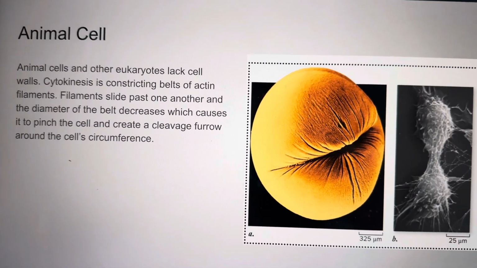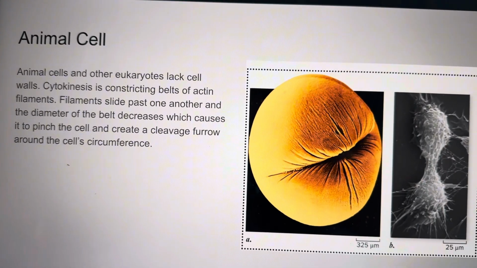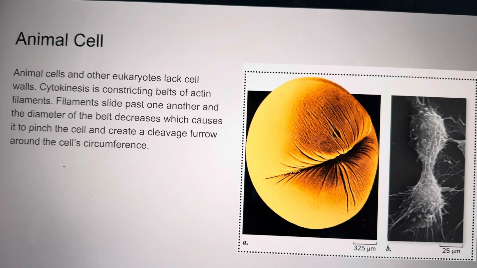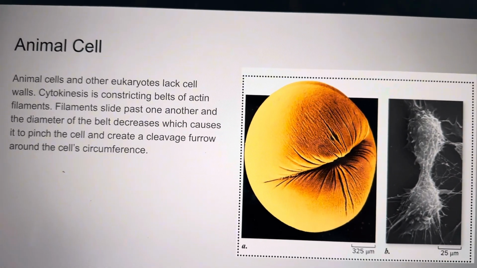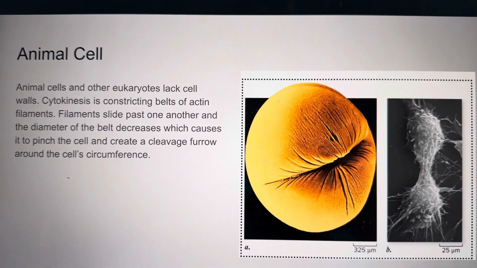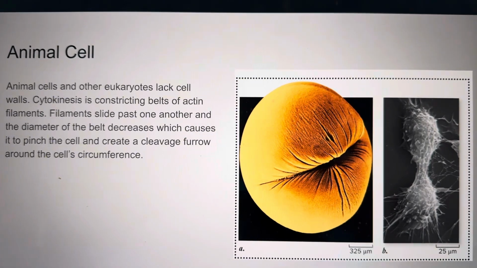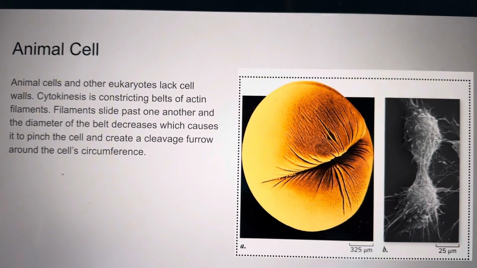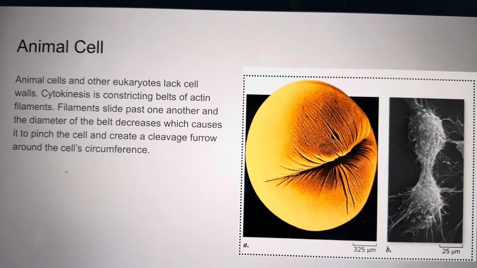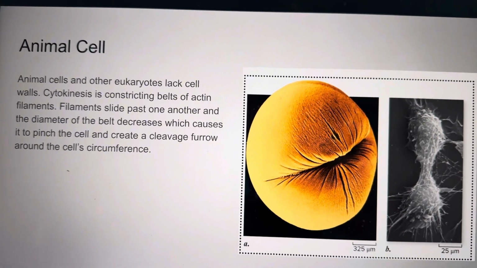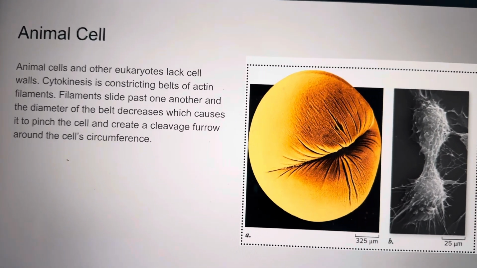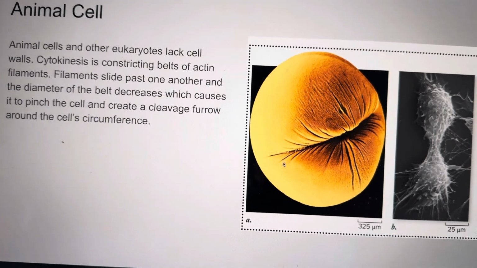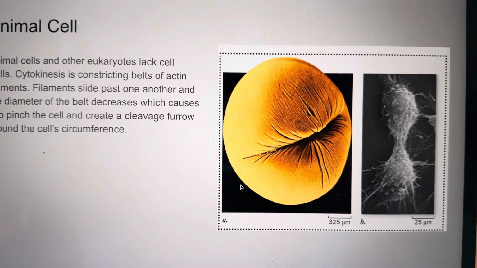Animal cell. Animal cells and other eukaryotes lack cell walls. Cytokinesis occurs by constricting belts of actin filaments. Filaments slide past one another and the diameter of the belt decreases, which causes it to pinch the cell and create a cleavage furrow around the cell's circumference. And this is an example of an animal cell.